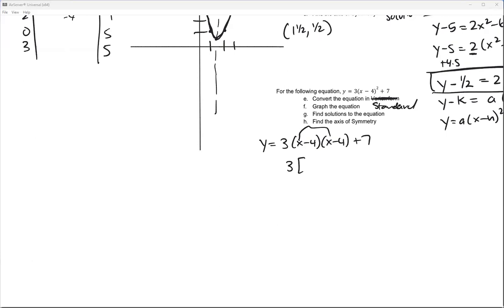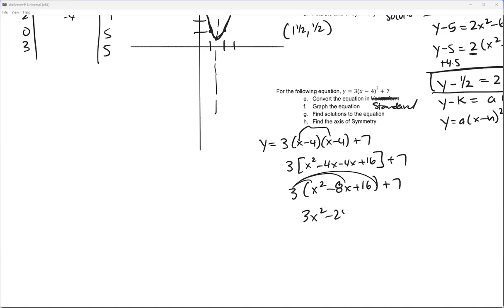X squared, we're going to FOIL, minus 4x plus 16 plus 7. There's a little bit of a delay in the Zoom, so. All right, then combine like terms: 3 and then x squared minus 8x plus 16 plus 7. And then distribute. So it'll be what? 3x squared minus 24x plus 48 plus 7. So the answer is y is equal to 3x squared minus 24x plus 55.